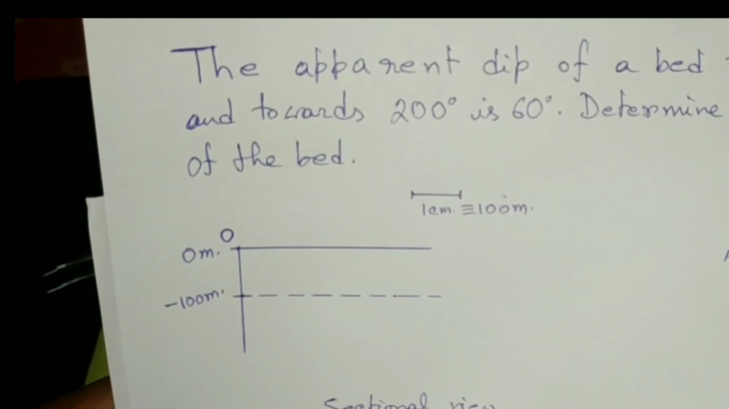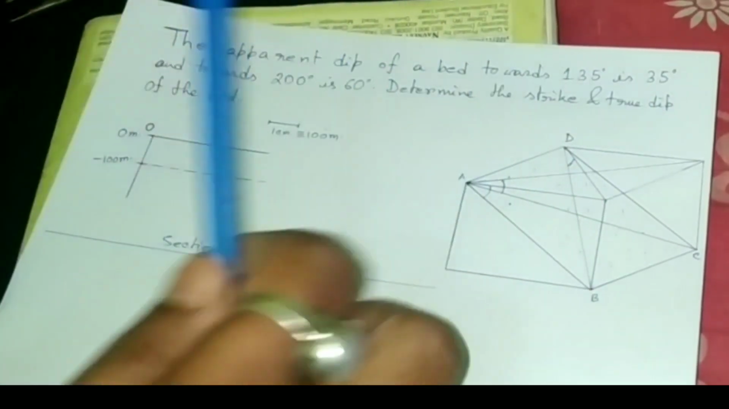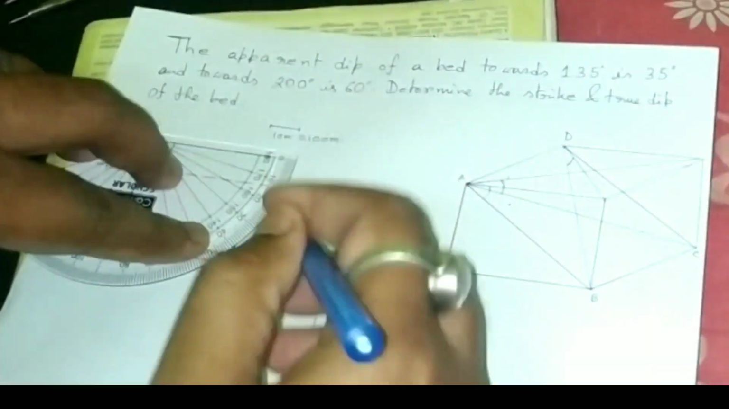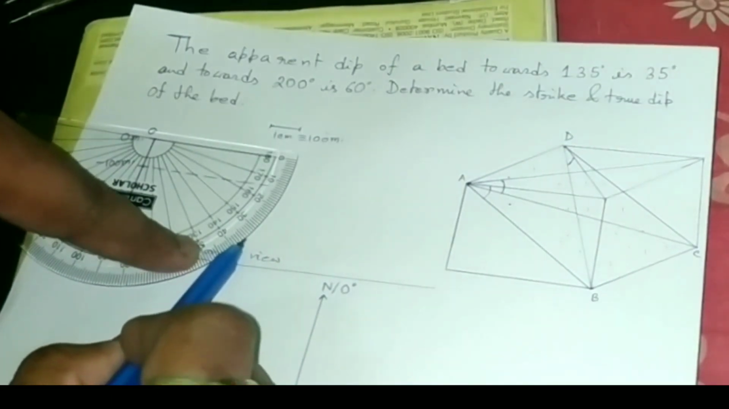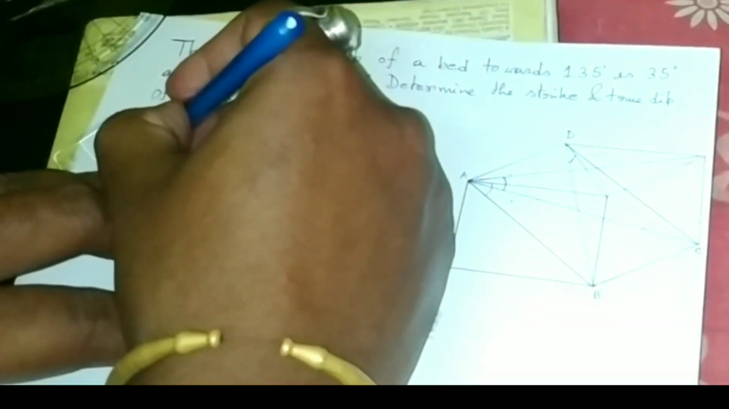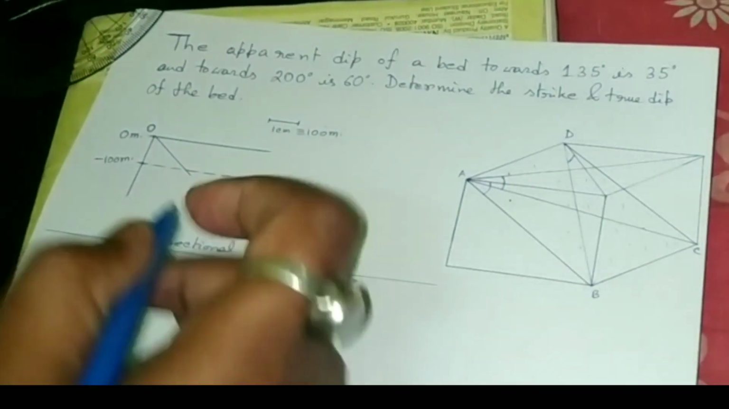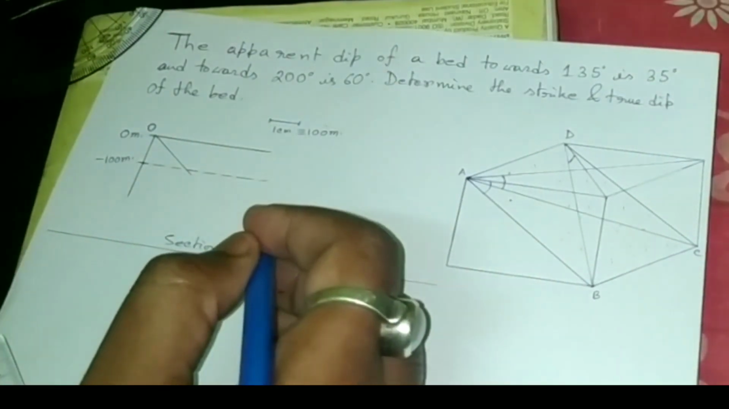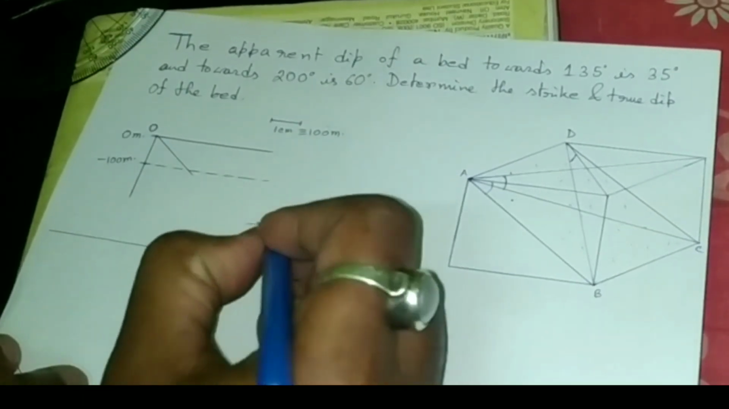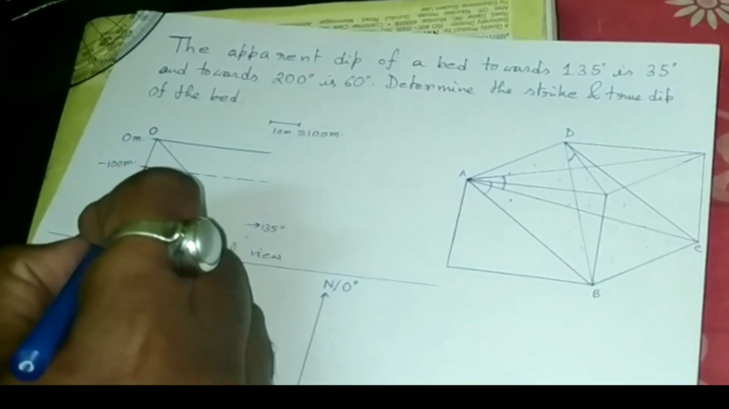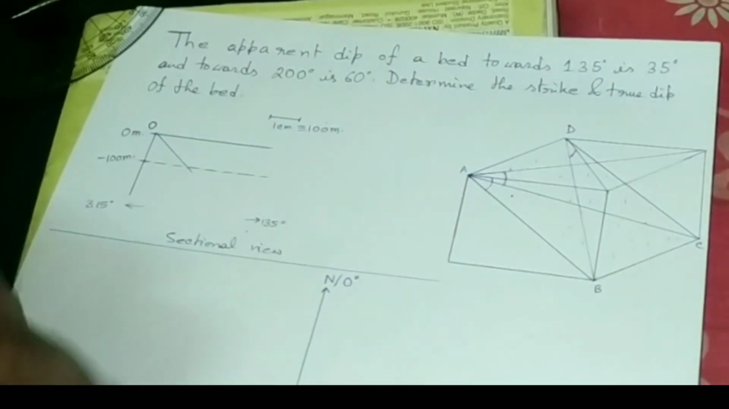Hope you can understand. Now 35 degree is one apparent dip. This is 35 degree here. So this is the inclined plane, trace of that inclined plane. Now the trend is, this direction is 135 degree, trend of this section, and this direction is plus 180, 315 degree.